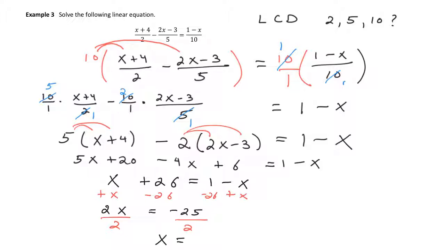x is equal to negative 12.5. We could take this value, go back up to the very first equation, plug this in place of all the x's just to make sure the left side is equal to the right. But I think we're going to leave this problem here and say that I know my solution, and that is it.